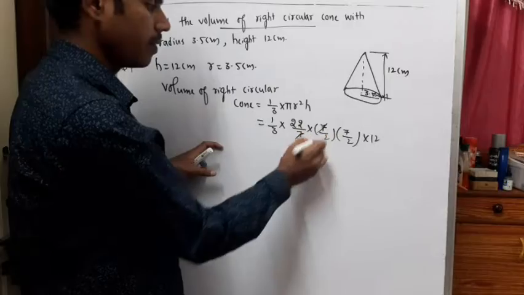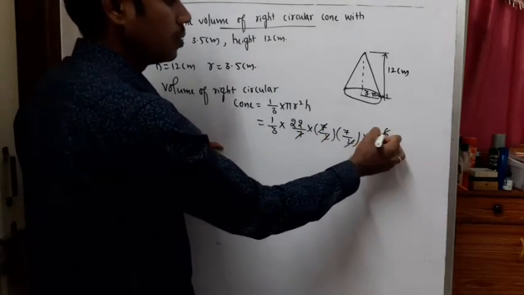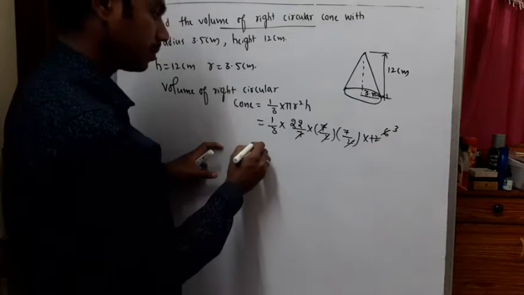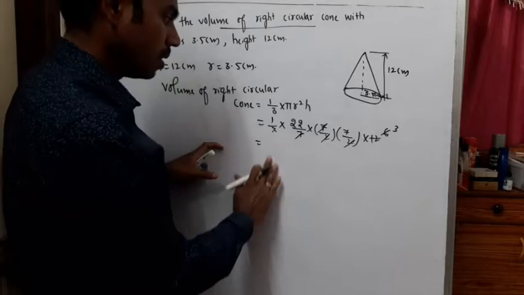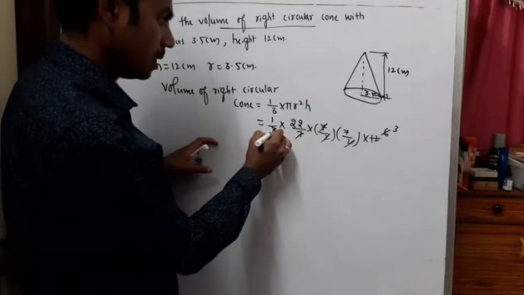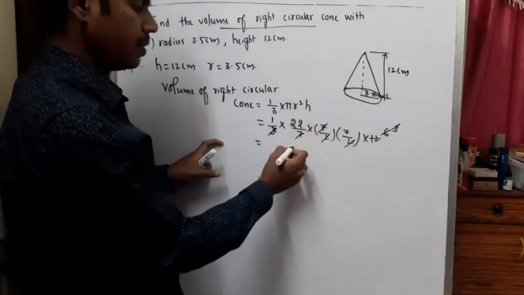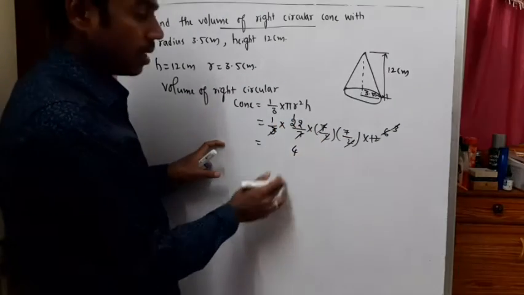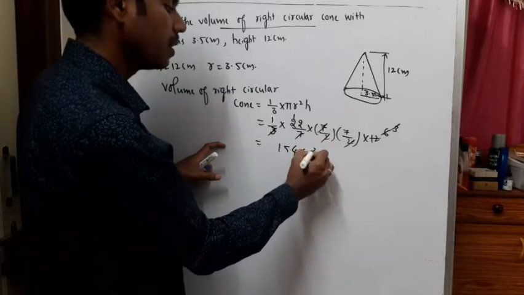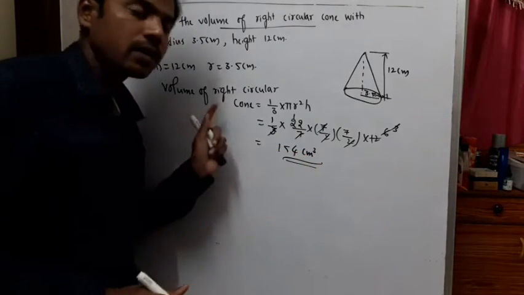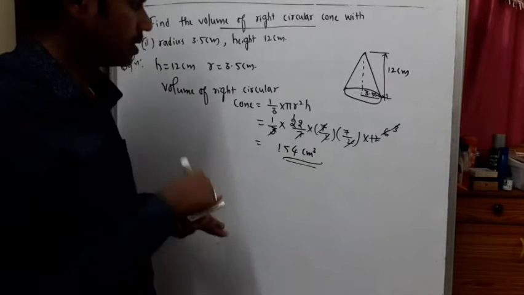This 7 will get cancelled. 2 1s are 2, 6 2s are 12, 2 1s are 2, 3 2s are 6. Okay. Next, 1 by 3 is there. This 3 will get cancelled. 7 2s are 14, carry 1. 7 2s are 14 plus 1, 15, that is 154 centimeter cube. Therefore, volume of right circular cone is 154 centimeter cube in this particular case. Please note this down.